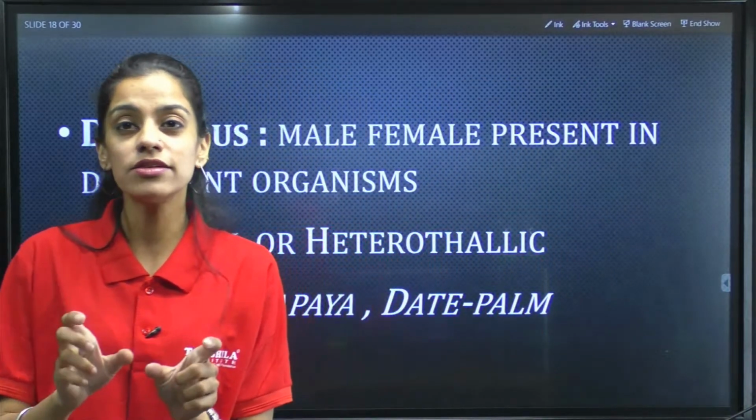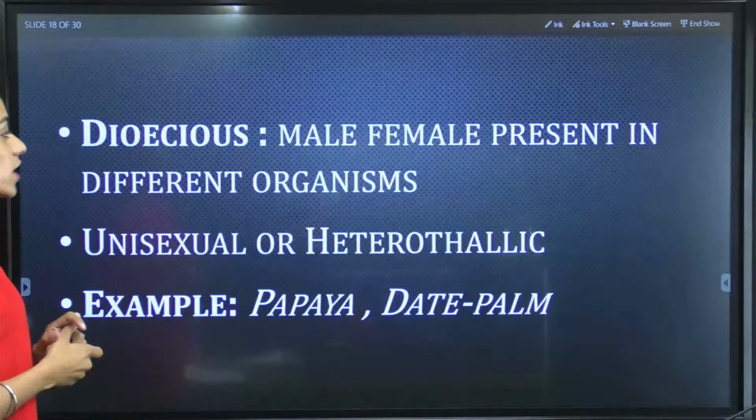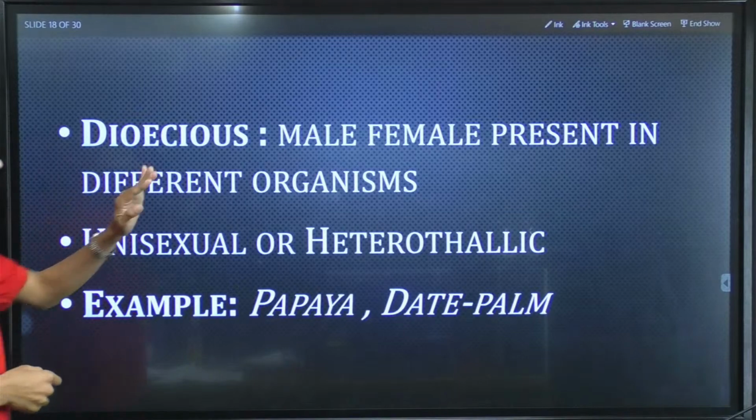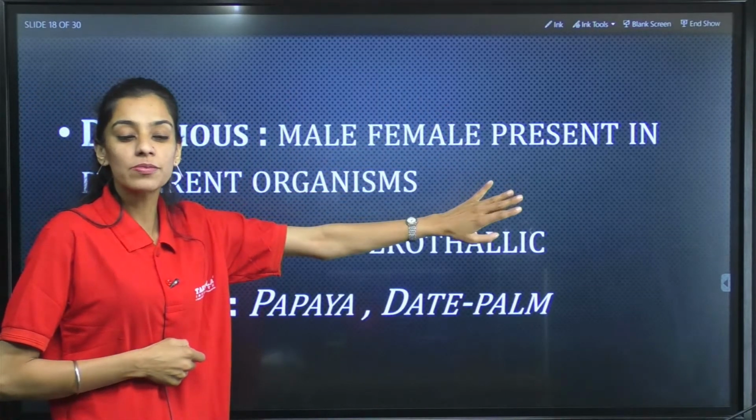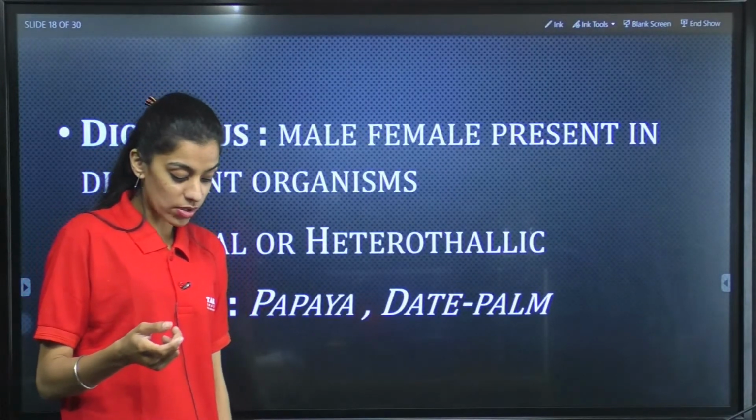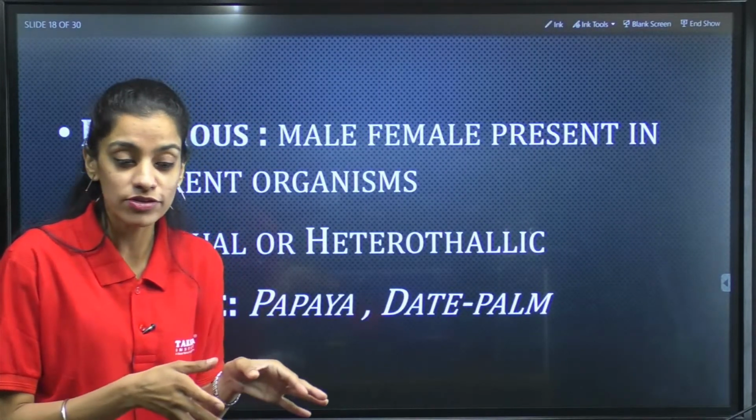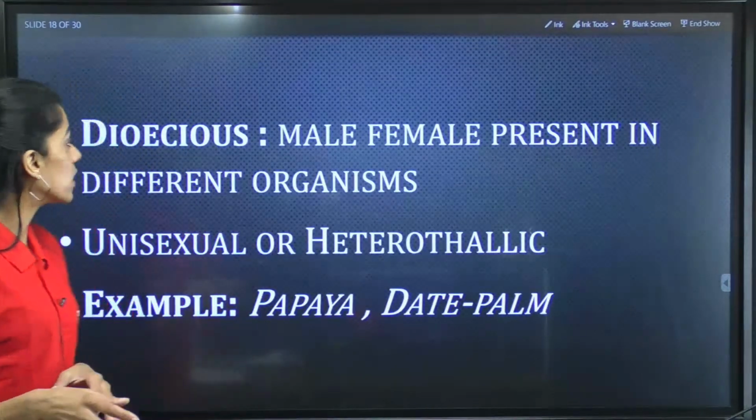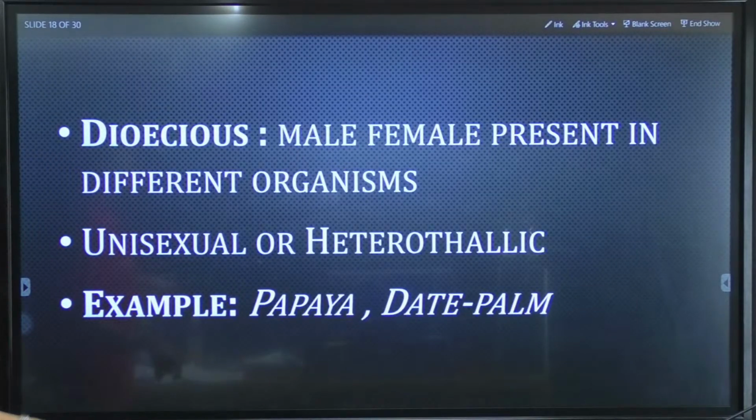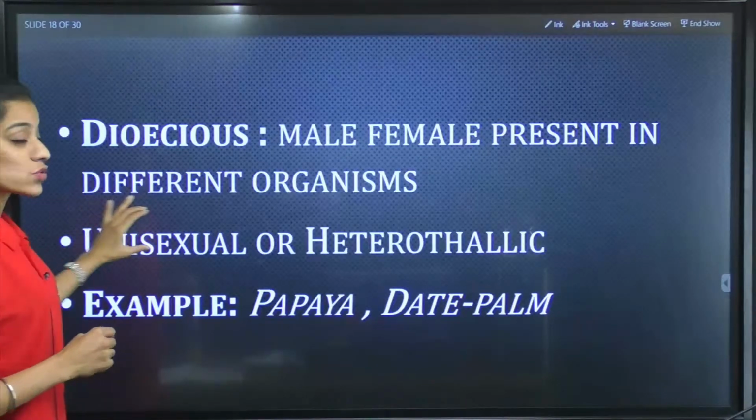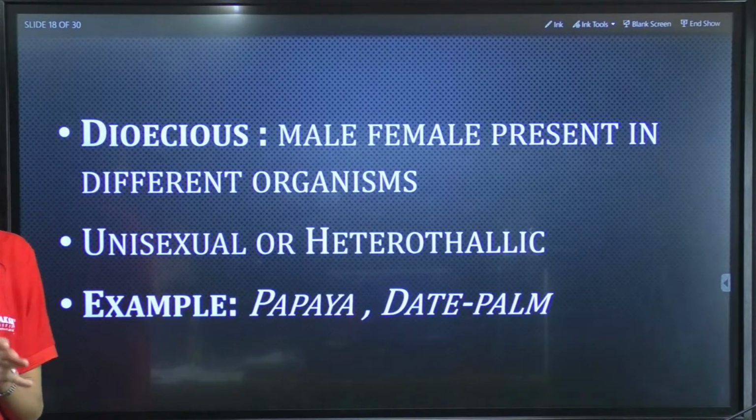Di means two. So dioecious is when male and female are present separately. Male is in a separate plant and female is in another separate plant. So we can say that in one plant only male flowers will come, and in the other plant only female flowers will come. So dioecious is when male and female are present in different organisms. It is also referred to as unisexual.